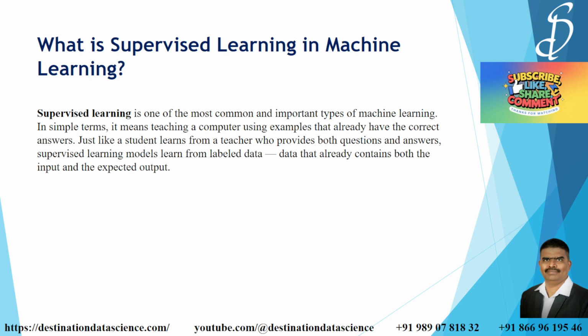As we know, supervised learning is one of the most common and important types of machine learning. In simple terms, it means teaching a computer using examples that already have the correct answers, just like a student learning from a teacher who provides both questions and answers. A supervised learning model learns from labeled data that already contains both input and expected output.